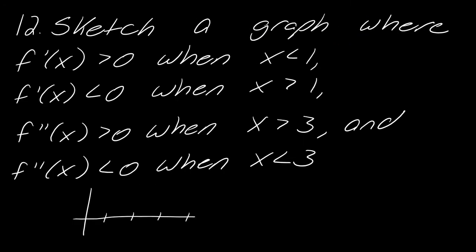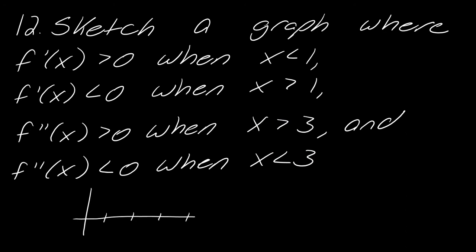For this final problem, I have something even more open-ended as far as sketching a graph. It says sketch a graph where all of these conditions hold. This is a great way to test how well you understand concavity, increasing, and decreasing from the pure definitions. This is saying that the function is increasing, the first derivative is greater than 0, when x is less than 1. And it's decreasing when x is greater than 1, which tells us that x = 1 must be a maximum. And then it's going to be concave up after 3 and concave down before 3.